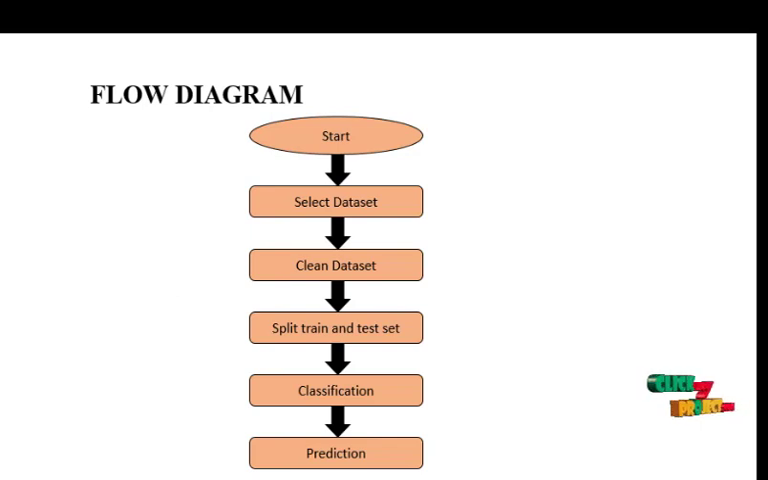This is the flow diagram of the project. First, start, select dataset, clean dataset, split train and test sets, classification and prediction. First, start the project, then select the dataset and clean the dataset, split it into the train set and the test set, and then use classification.